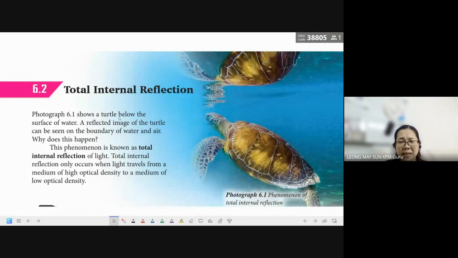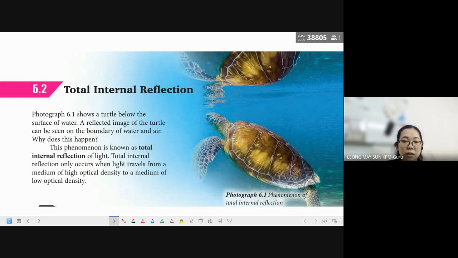So the image shown in the textbook, where the reflected image of the turtle can be seen on the boundary of the water and air: the cameraman is actually beside the turtle, inside the water region as well. The camera is also inside the water region, so it is looking from the water up towards the air. Then they can see the reflection of the turtle exactly at the surface boundary. So this is known as total internal reflection.